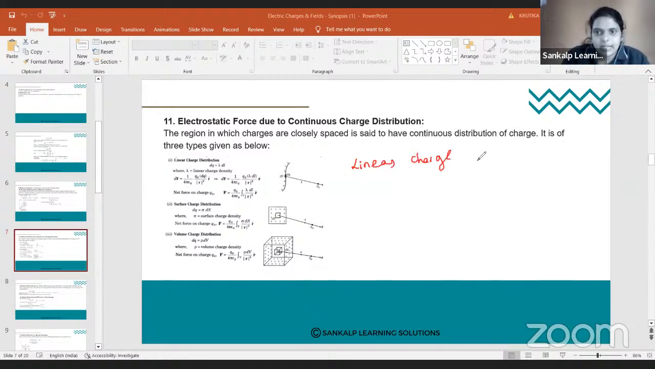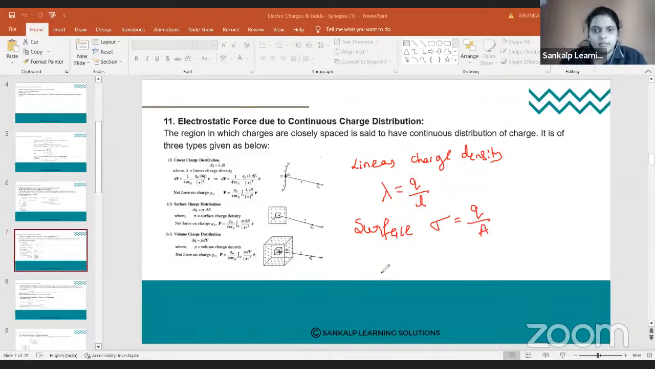So this linear charge density is denoted by lambda. It is charge by length. The linear charge density is defined as charge per unit length. The second type is surface charge density, denoted by sigma. It is given by charge per unit area.